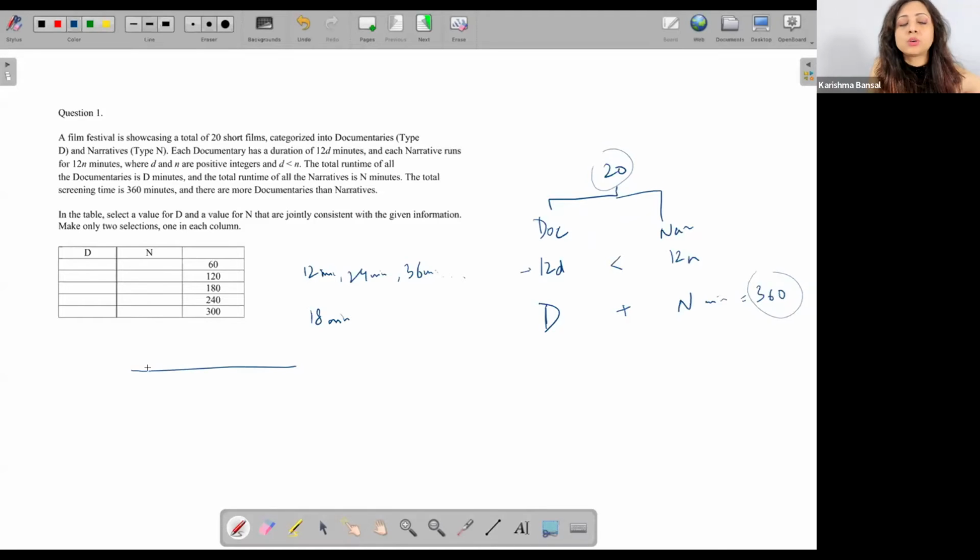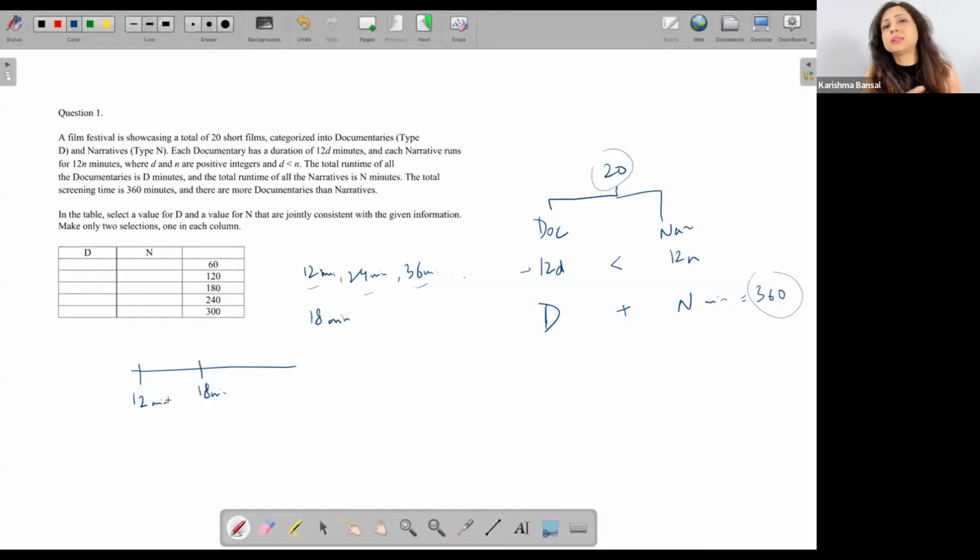Then I can make the scale also, or I can visualize it also. I say that I have 18 minutes as the average runtime. Now, it will depend on how many movies are D and how many movies are N. All right. I know that the duration for the documentaries and the narratives would be either 12 or 24 or 36, and more and more multiples of 12. If the average is 18, tell me, what can I infer from this? This means that one of them has to be a 12-minute duration.